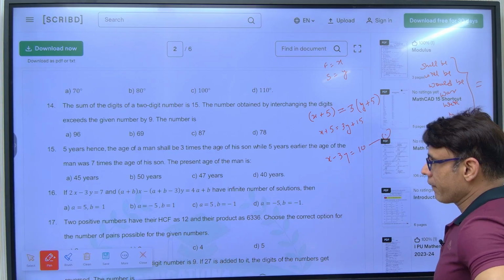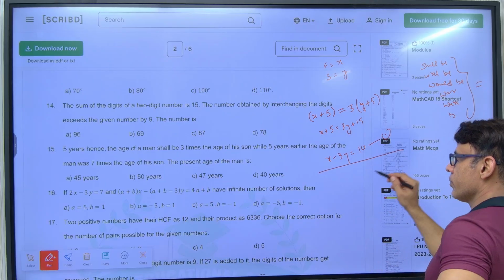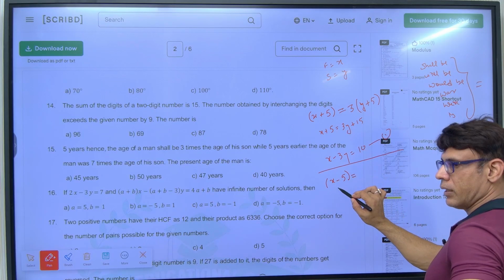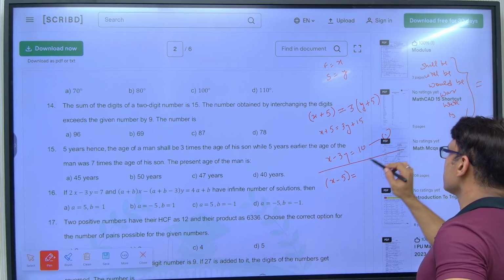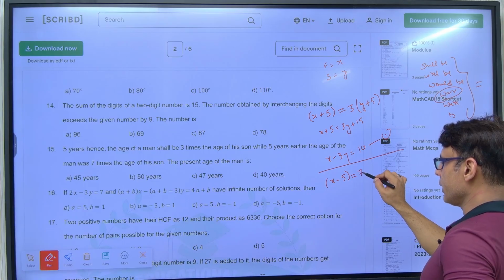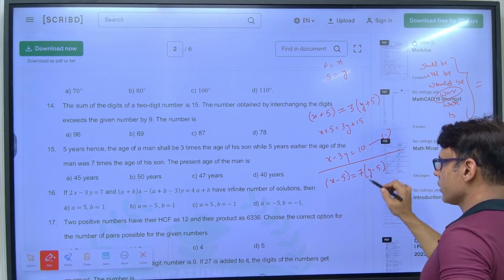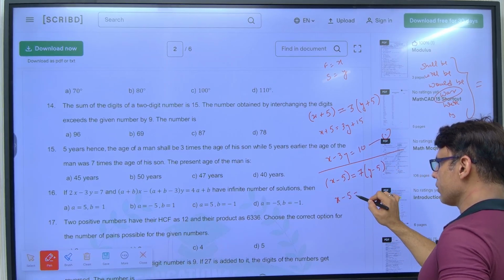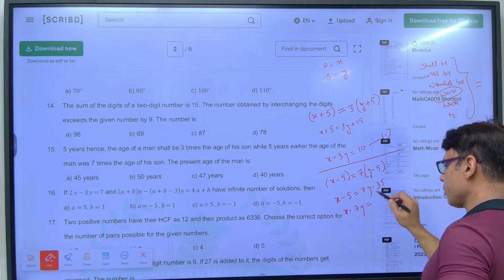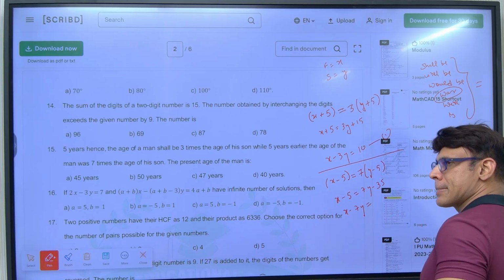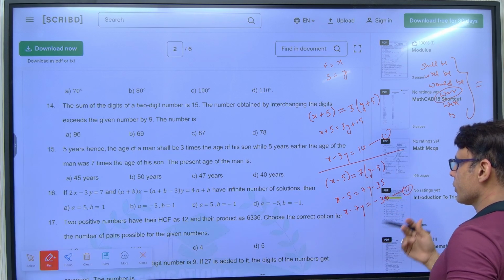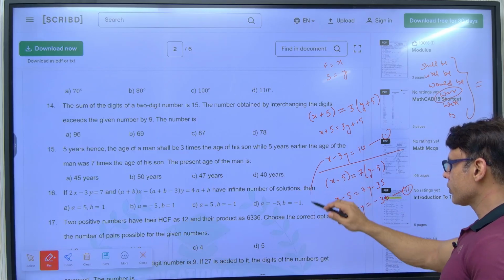Second equation is what? 5 years earlier. That means X minus 5. Father's age was X minus 5, was, should be equal to sign, 7 times the age of son. Now this is X minus 5 is equal to 7Y minus 35. So X minus 7Y is equal to minus 30. You got two equations. Now you have to solve these two equations.